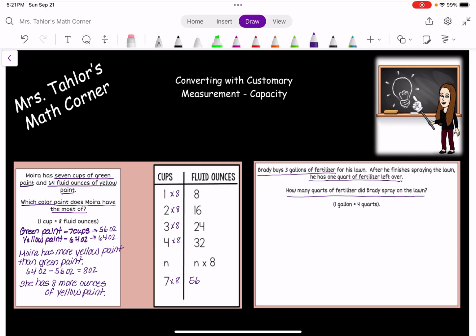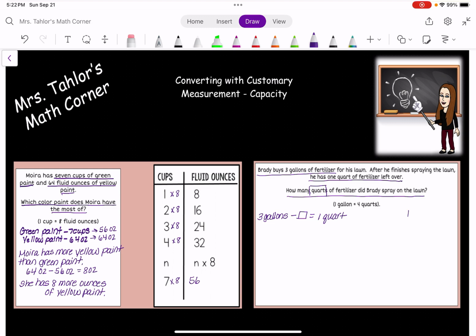I'm given a key that 1 gallon equals 4 quarts. Okay, so Brady buys 3 gallons of fertilizer, and then I know that after he finishes spraying, he has 1 quart of fertilizer left over. That means that he started with 3 gallons. He used a certain amount that we don't know about, and that left him with 1 quart. So the first thing I need to do is convert the gallons over to quarts, because here it says how many quarts of fertilizer did Brady spray on the lawn.